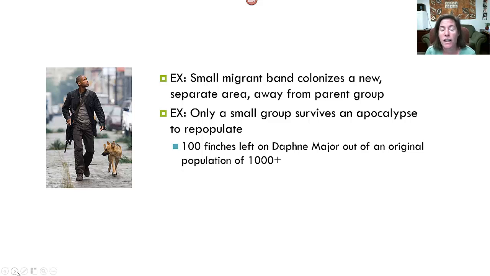Daphne Major is one of the islands off the Galapagos, and there was an original population of 1,000 plus birds on this island. But there was a major hurricane that occurred on this island, and only 100 finches were left on the island after this hurricane. That is the founding population. That caused a genetic bottleneck for this population.